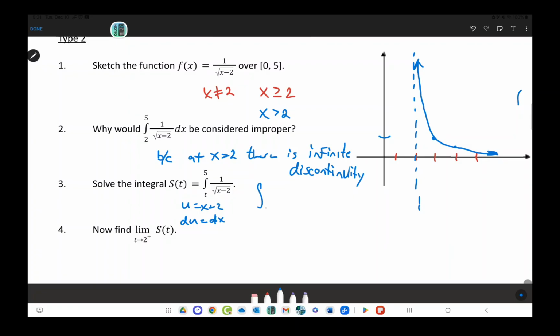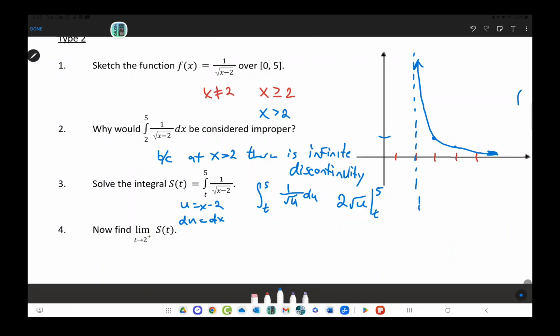So we have the integral from t to 5 of 1 over the square root of u du. Oh, yeah, it is x minus 2. All right. So now we can count that as u to the negative 1/2. And to do the integral of that, we add 1. Negative 1/2 plus 1 is just 1/2. And we divide by that sum. So dividing by 1/2 means I'm going to get 2 square root of u, from t to 5.